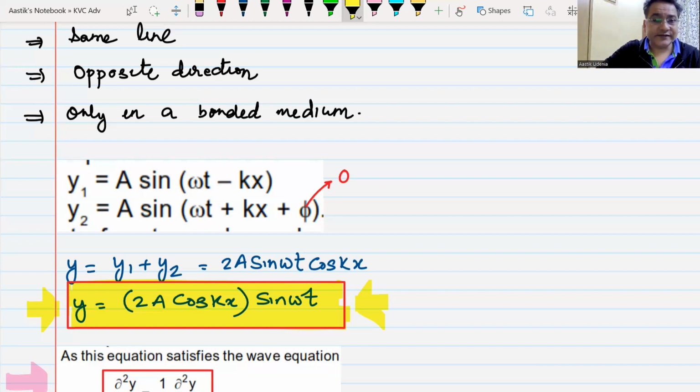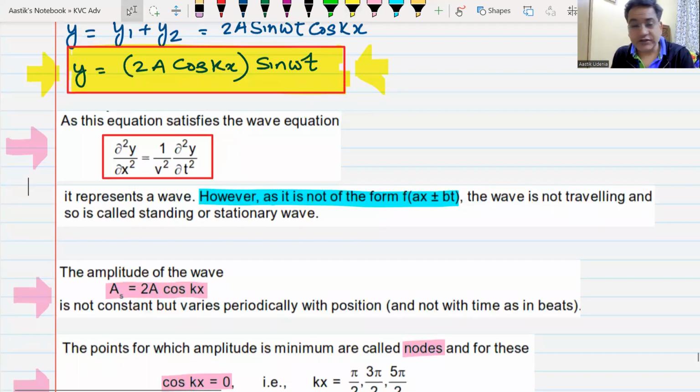Do we understand this? So we had seen that this is the equation of a wave because it follows the differential equation of the wave. So this is definitely the equation of a wave, but it is not in the form of y as a function of x and t coming together, and therefore this is not a traveling wave, but a stationary wave.